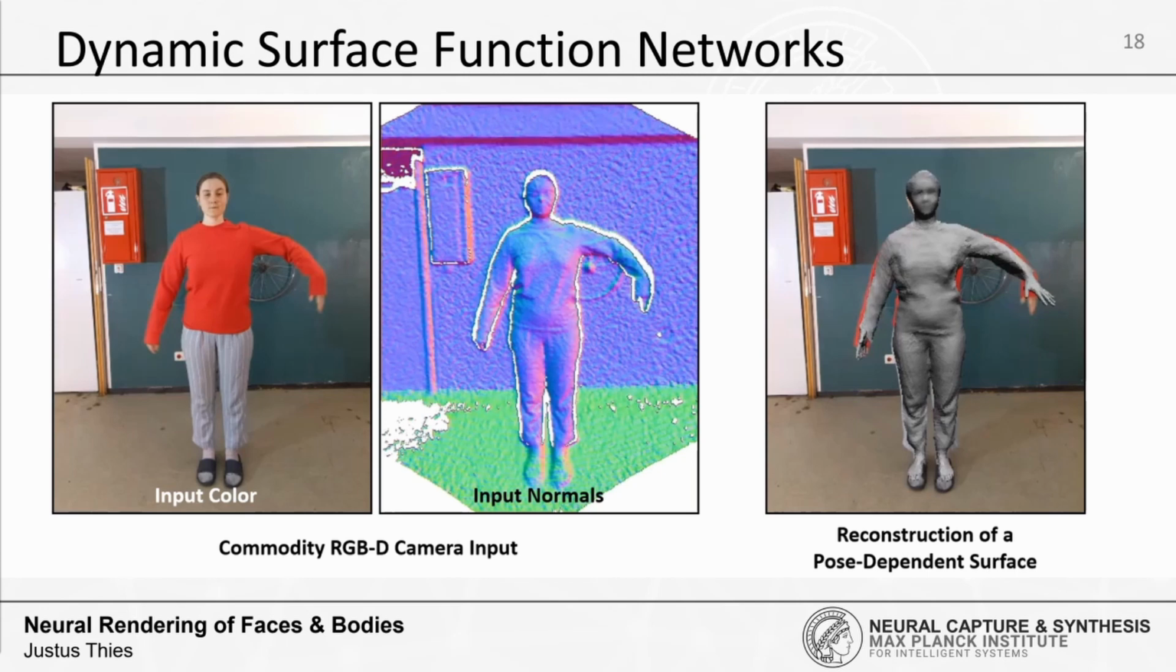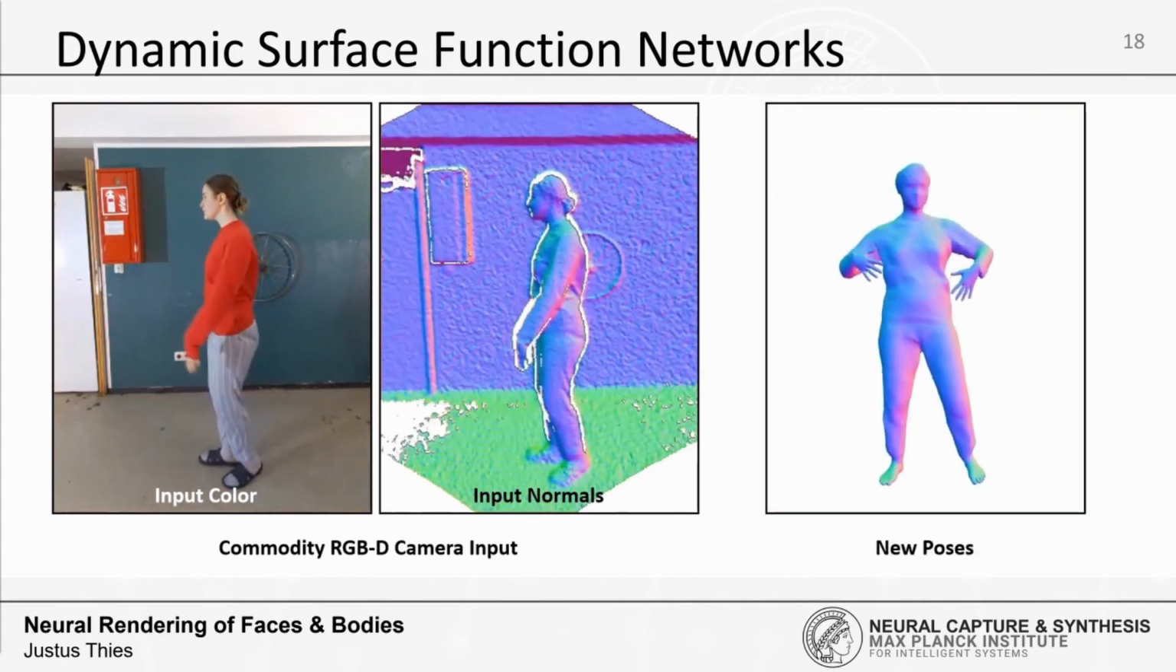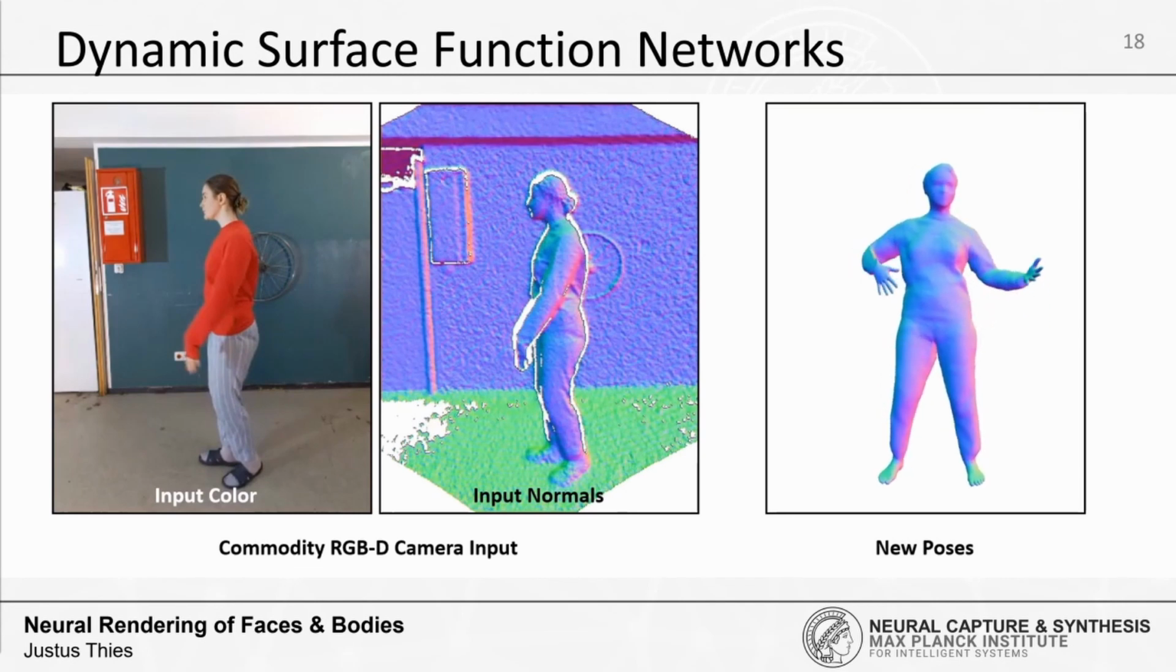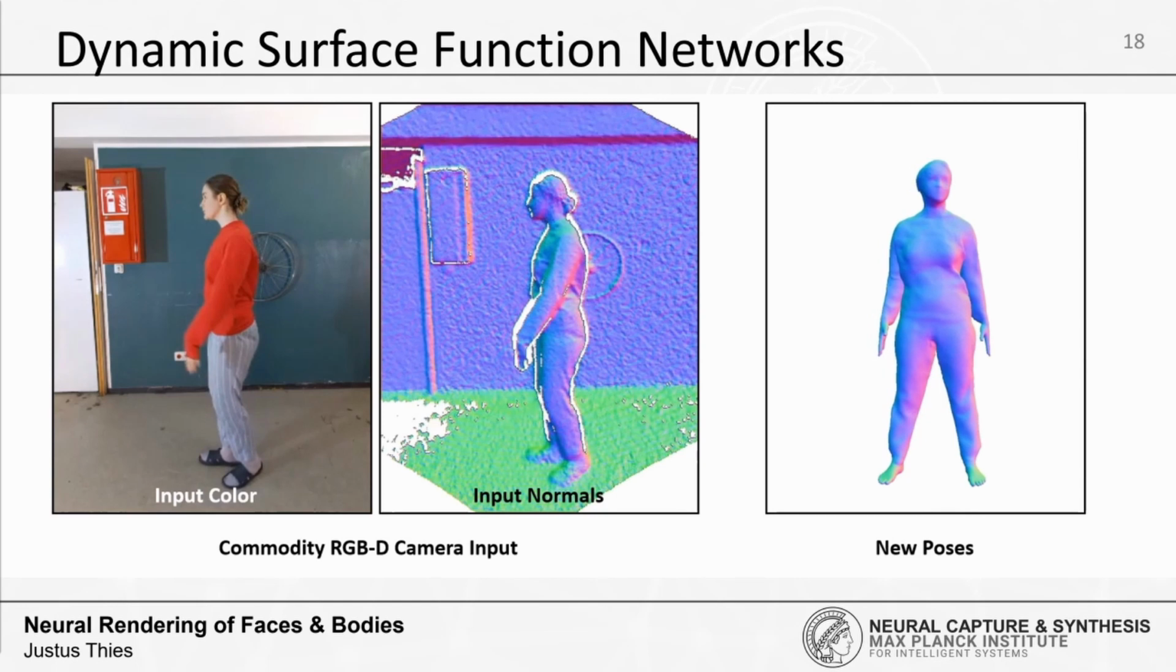So given RGBD inputs shown here on the left, we want to reconstruct a surface of the human here shown on the right, which then looks like this. And you can see that this surface, the reconstructed surface, contains all the pose-dependent effects like wrinkles. And the nice thing about the representation that we are using here is that we are able to control it later on. So we have a controllable character, which also includes these wrinkle details.